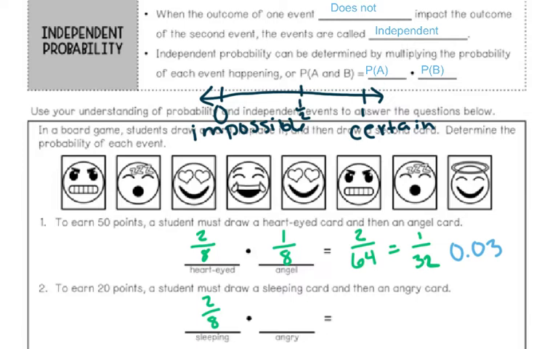The probability of drawing an angry card is also 2 out of 8. There's an angry card here, and there are still 8 cards. Now, find out what our probability of these events occurring together is. The probability here is 4 out of 64, or 1/16. This is 0.06. As we can see, this has a better probability of happening than this one does.